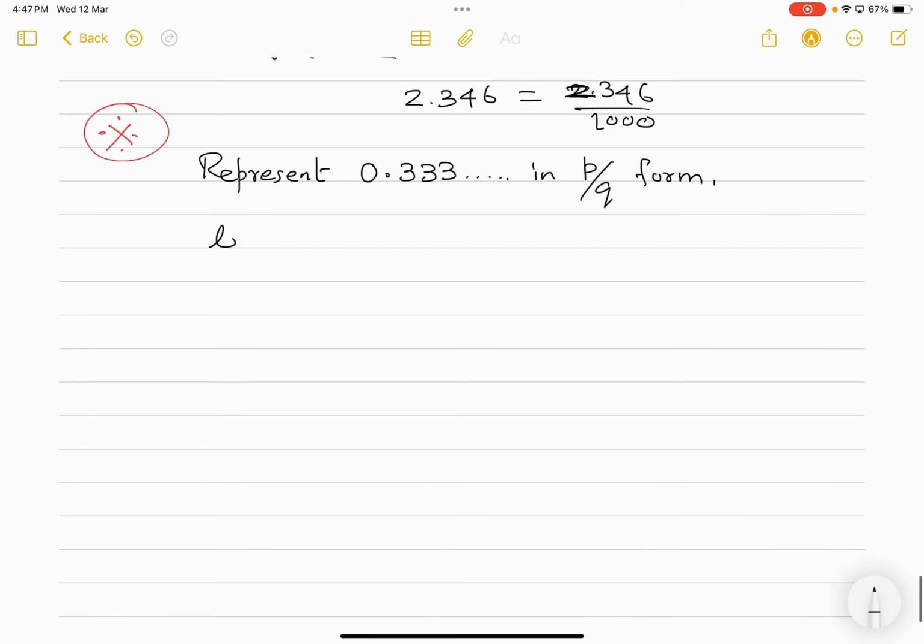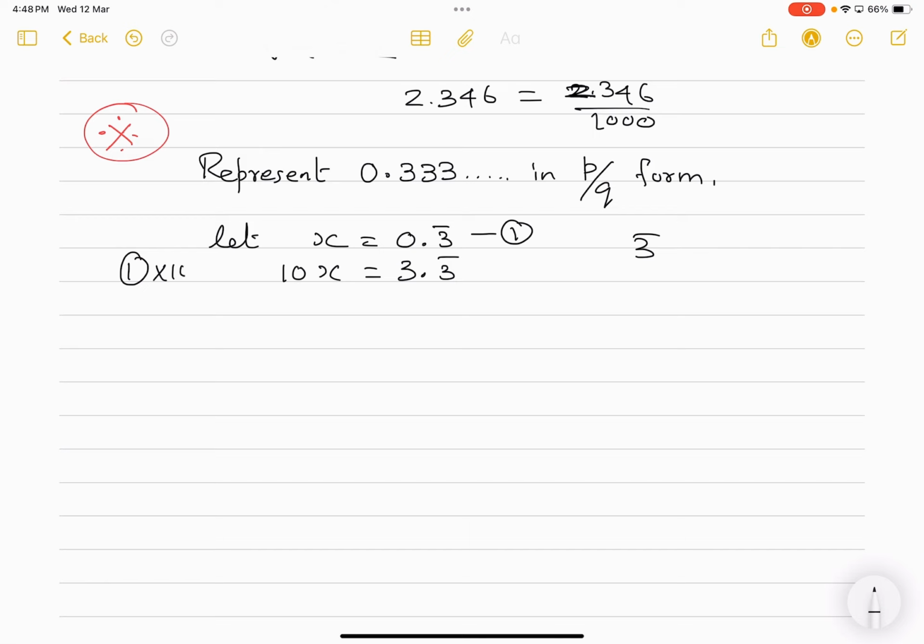The first thing, consider it with a variable. Let x is equal to 0.3 bar. Now the 3 bar, this you have to remove from the number. The bar thing you have to remove. So what you can do, multiply this by 10 on both sides. When you multiply, the dot will go to the right hand side. So it will become 3.3 bar. Multiplying by 10 on both sides. So this is equation 1.